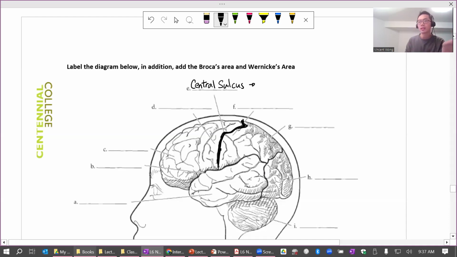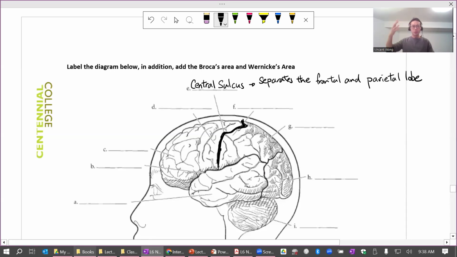And we know what a sulcus is. A sulcus is a groove, right? So this separates the frontal and parietal lobe. I'll show you what those are in a bit. If you're wondering where the central sulcus is, you see where I'm wearing my headphone here? That's pretty much where the central sulcus is going to be. It's right down the middle.